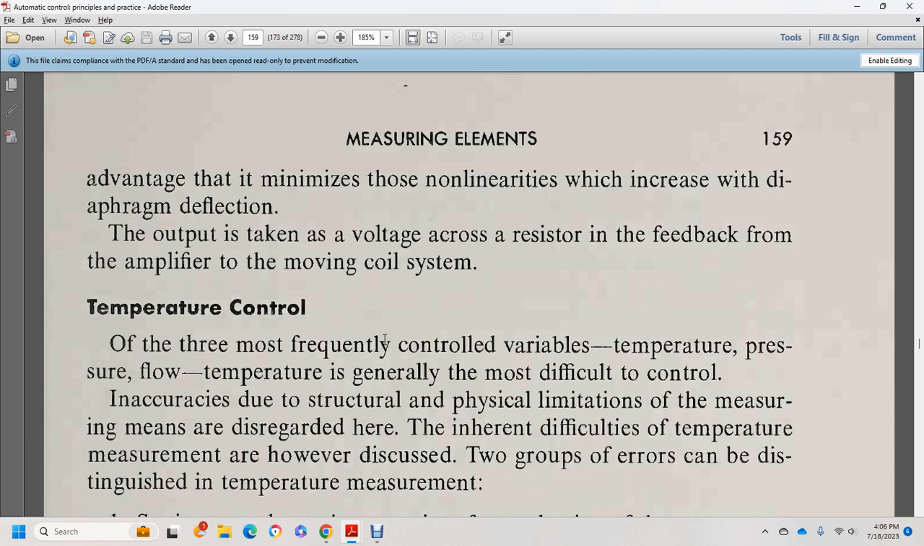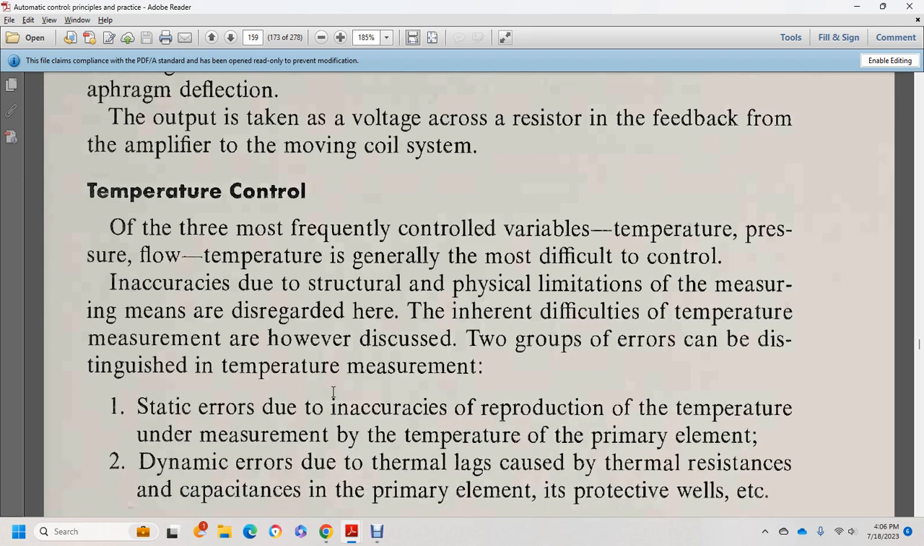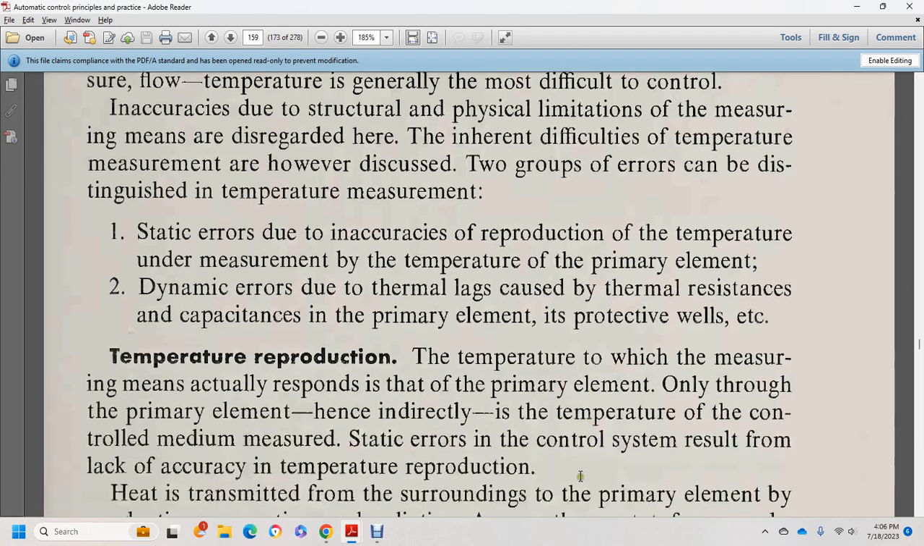The inaccuracy of the measurement due to structural and physical limitations is inherent in temperature measurement. However, two groups of errors can be distinguished in temperature measurement. One is static error due to the inaccuracy of reproduction of the temperature under measurement by the temperature primary element. The other is dynamic error, the thermal lag caused by the thermal resistance and capacity of the primary element and its protective wells, etc.